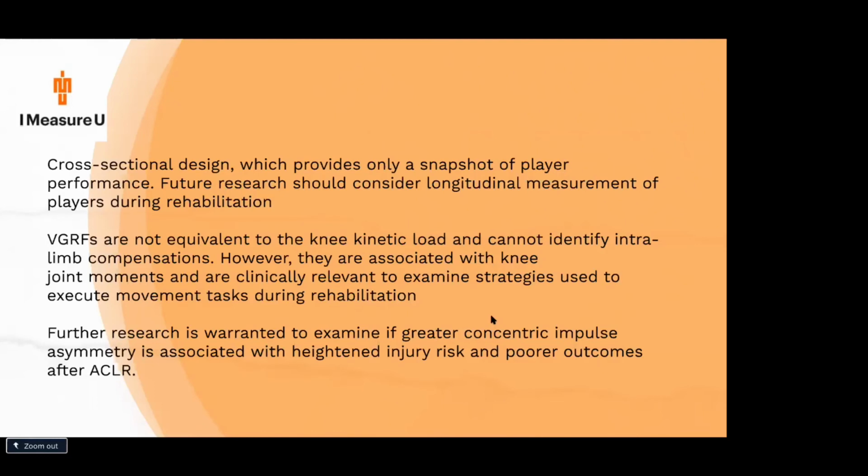So I think it's just about having an awareness that vertical ground reaction forces aren't necessarily the be-all or end-all, but can be used as surrogate measures to determine certain joint moments, particularly in the knee. And then further research is warranted to examine if greater concentric impulse asymmetry is associated with heightened injury risk and poorer outcomes after ACLR. And I completely agree with that, considering the association that was found.